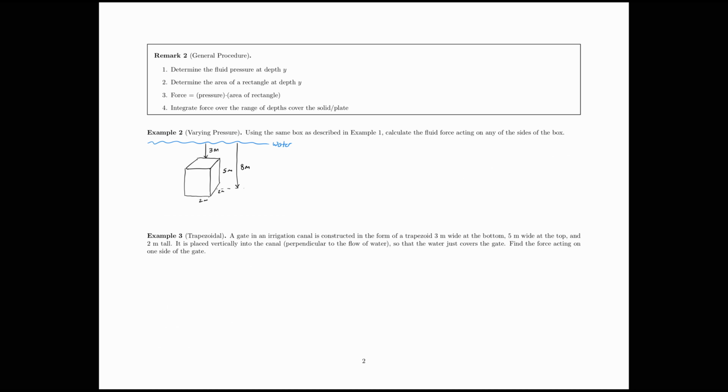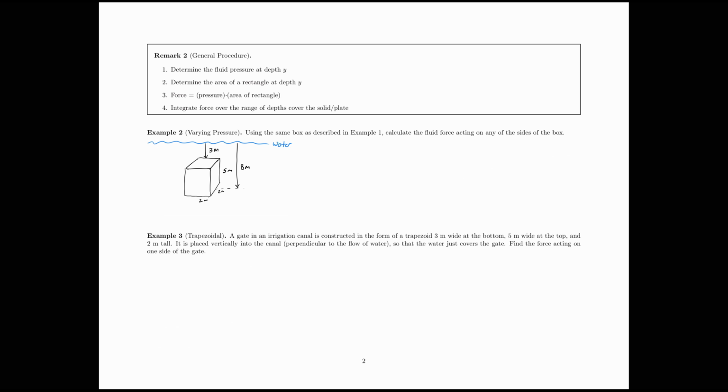All right, in this example 2, we're going to take a look at what happens when the surface area is not at a constant depth, but it's oriented in such a way that the depth or the pressure acting on the surface changes as we consider different points on that surface. So this would be the case of the side of the box that was described in example 1.